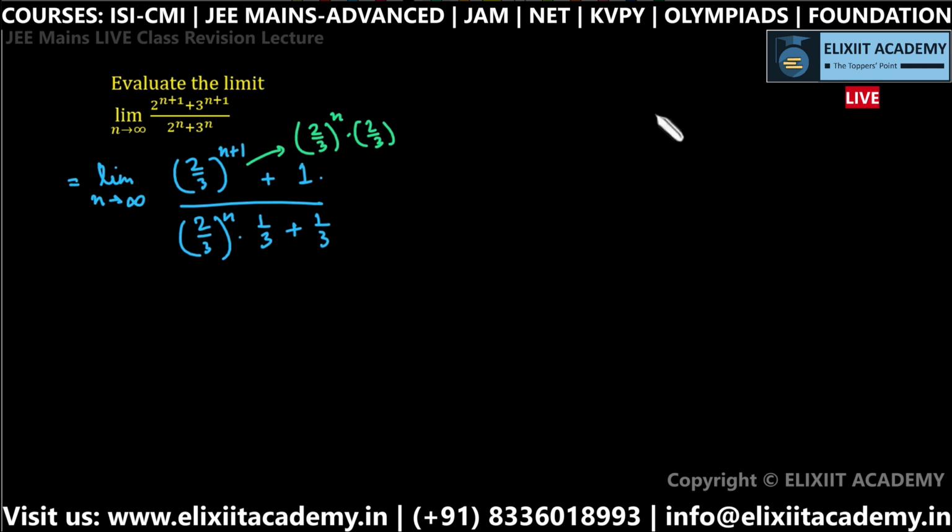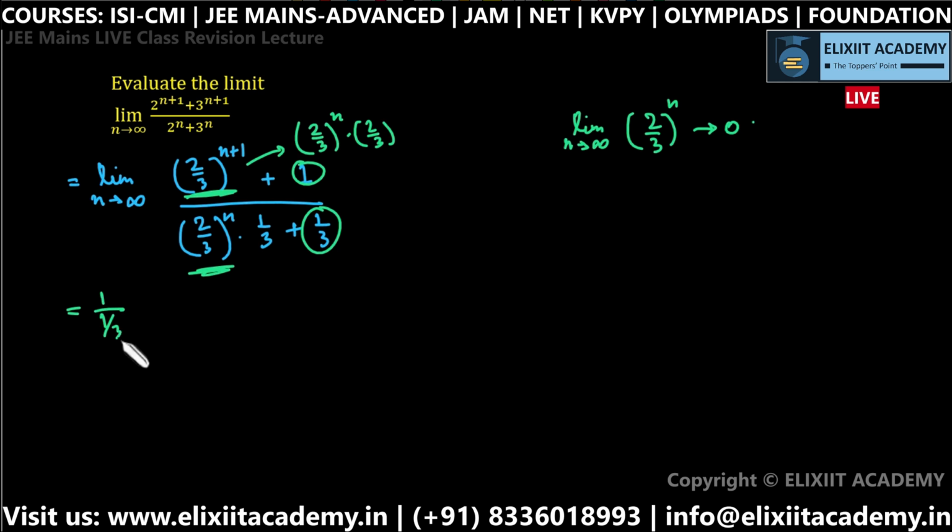If you observe here, we have 2 by 3 whole to the power n, and limit n tends to infinity. This is a proper fraction lying between 0 and 1. When limit n tends to infinity, a proper fraction whole to the power n tends to 0. So this thing tends to 0, and we have 1 upon 1 by 3. So the answer is 1 upon 1 by 3, which is 3. That's all.